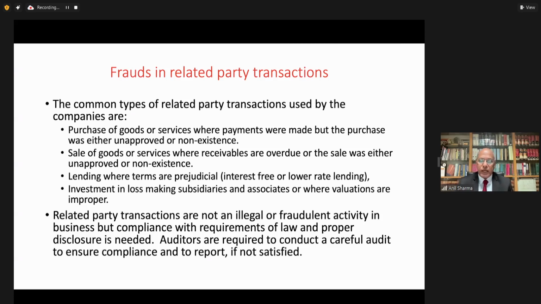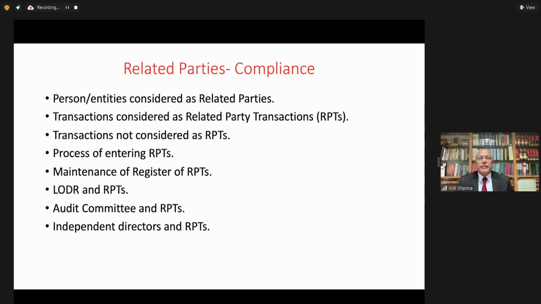So now, let us come to our real subject, which is the technical part of it. The first segment of today's presentation would be relating to compliances. So first of all, what is a related party? What are those transactions which are considered as related party transactions? What are those transactions which are not considered as related party transactions? What is the process of entering related party transactions? What are the requirements of maintaining registers of those transactions?